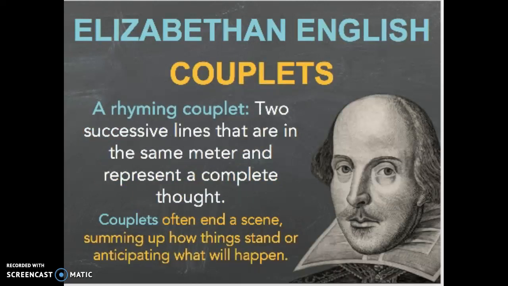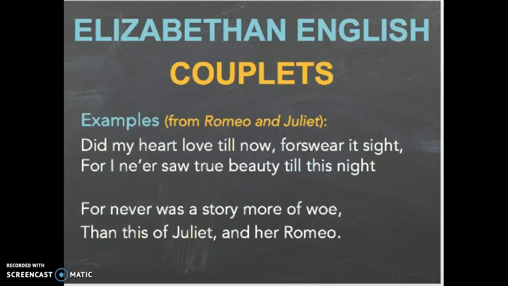Couplets, a rhyming couplet: 2 successive lines that are in the same meter and represent a complete thought. Couplets often end a scene, summing up how things stand or anticipating how it will end. Okay? For example, did my heart love till now? Forswear its sight, for I ne'er saw true beauty till this night. That's a couplet. Here's another one. For never was a story more of woe than this of Juliet and her Romeo.